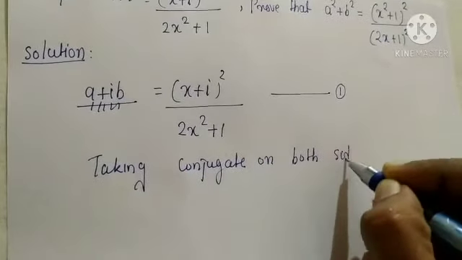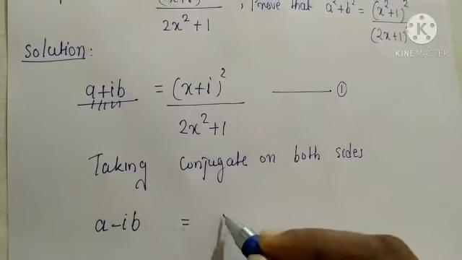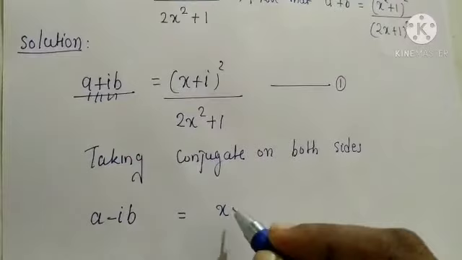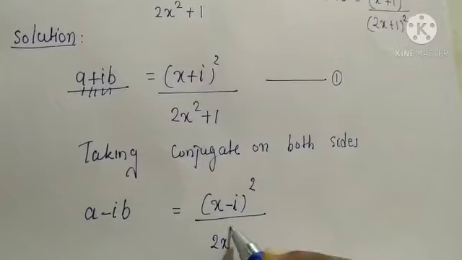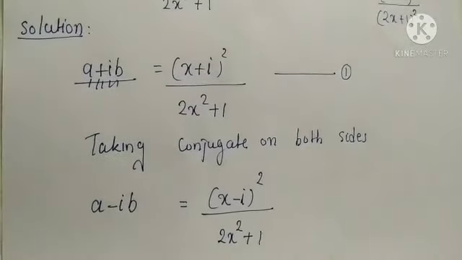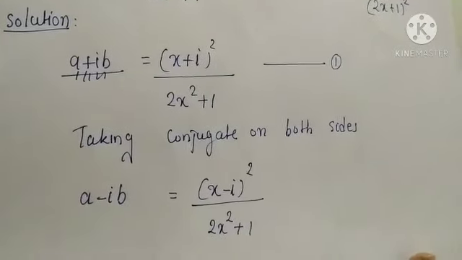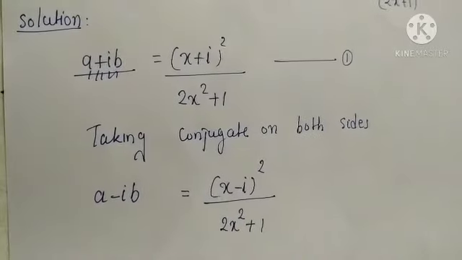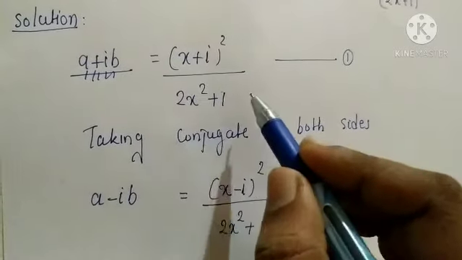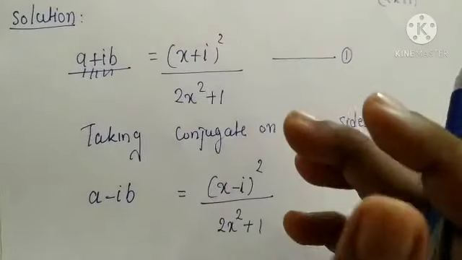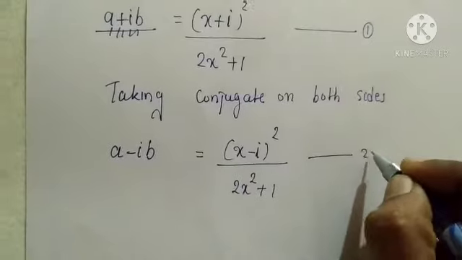On both sides, the next step will be a minus ib is equal to x plus i, the conjugate is x minus i, and also write this whole square. Here in the denominator it's full of real parts, so it does not change if we take the conjugate, because if we take a conjugate value, the sign of the imaginary part is changed, right? So here the denominator does not contain any i part, that means imaginary part, so this term remains the same, and let us name it as equation number 2.